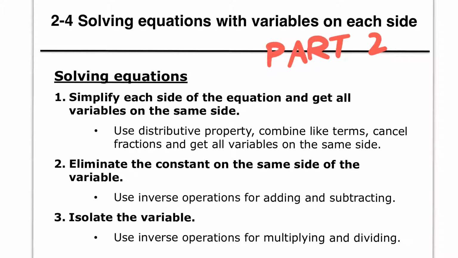After you finish step 2, you move on to step number 3, to isolate the variable, which means you have to get that letter or that variable by itself. We can use inverse operations for multiplying and dividing. You need to do the opposite to get that x or y or whatever variable you have by itself.